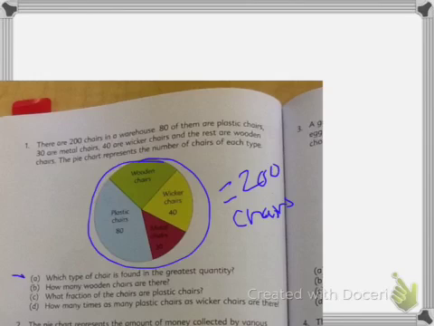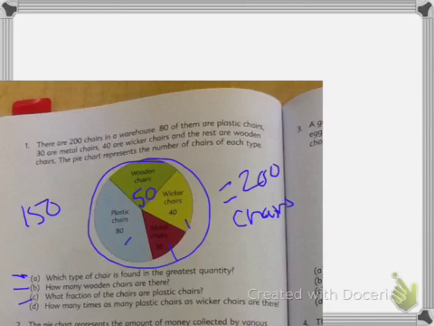So if we were looking here at these following questions, for A, which type of chair is found in the greatest quantity? Well, visually you can see that that's plastic chairs. For letter B, how many wooden chairs are there? Okay, well, we have plastic, metal, and wicker, right? And that gives us 150. Well, if we know there's 200 chairs total, what's left is 50. So the amount of wooden chairs is going to be 50.